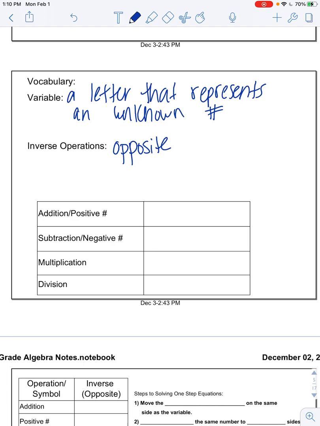Okay, so the inverse of addition is subtraction. The inverse of a positive number is also subtraction. The inverse of subtraction is addition. The inverse of a negative number is also addition. The inverse of multiplication is division. The inverse of division is multiplication, but we're not going to see that x anymore. We're either going to see a dot or parentheses. Okay? So typically for one-step equations, this side is what the problem says, and then this side is what you do to solve that problem.